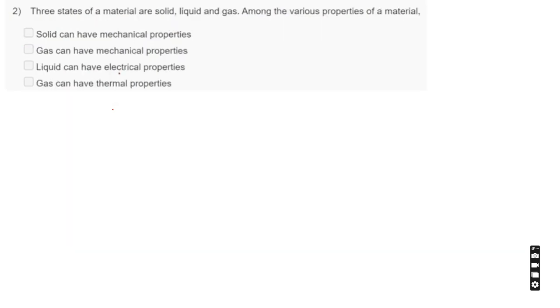Now let us go to another problem. Three states of material, that are solid, liquid, gas, among the various properties of material. The options are: solid can have mechanical property, gas can have mechanical property, liquid can have electrical property, and gas can have thermal property. So what are the answers here? It's an easy problem, you can just tell. Please answer it. What will be the possible answers? There will be multiple answers.